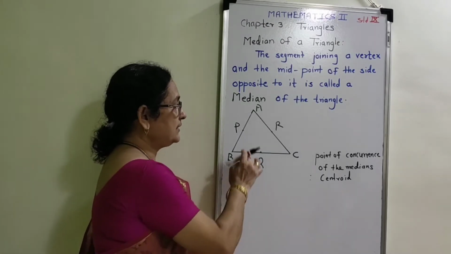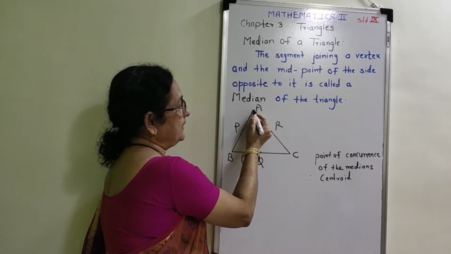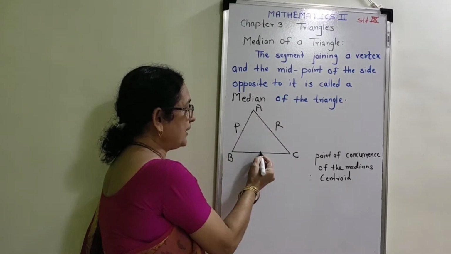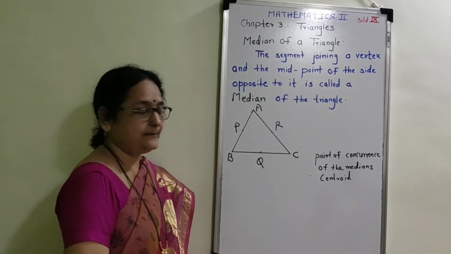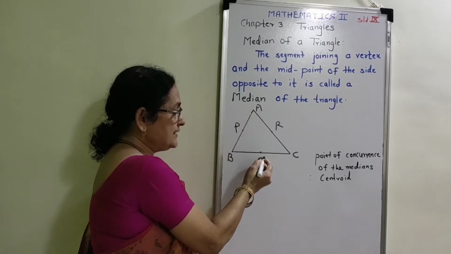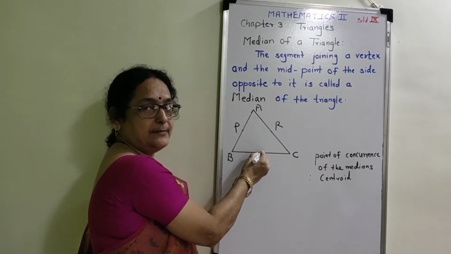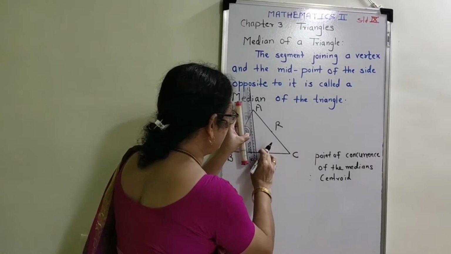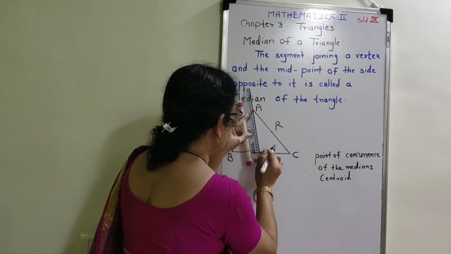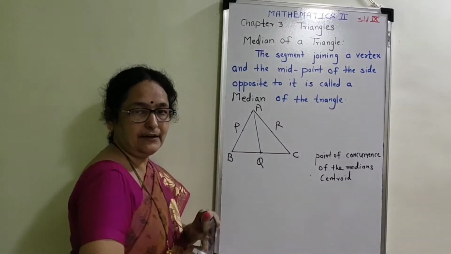When we join a vertex of the triangle with the midpoint of its opposite side. Suppose I have selected A as the vertex, the opposite side is BC and Q is the midpoint of that side BC. And if I join this segment AQ, then AQ is said to be the median of the triangle.